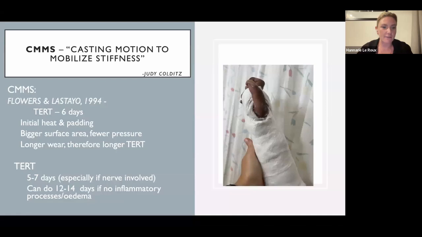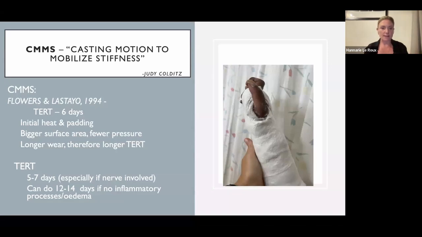So Flowers and Listeo did a study that is actually quoted in Young, and they speak about TERT, the total end range time. They compared 3 to 6 days, and they said 6 days and slightly longer is ideal. With POP, there's a bigger surface area. It gives that initial heat and a lot of padding. It's fewer pressure points and a longer wear.